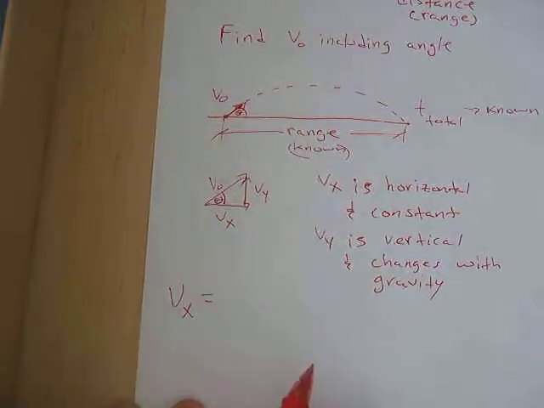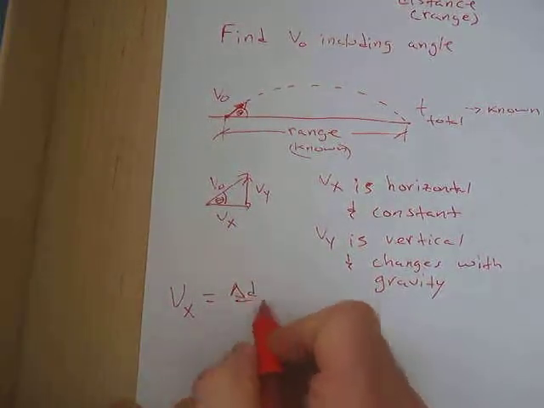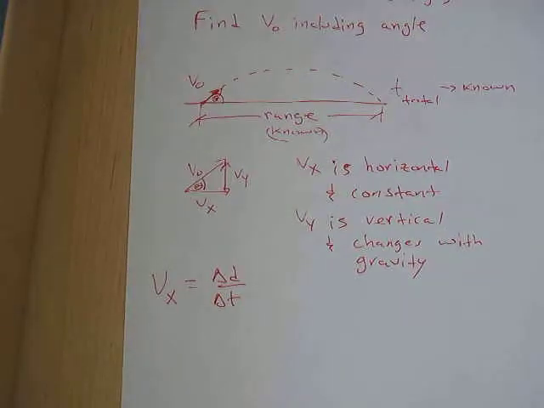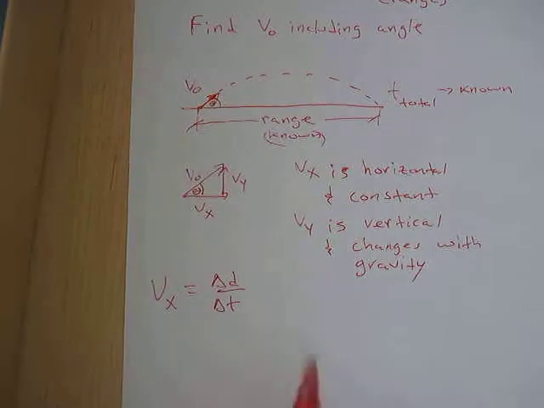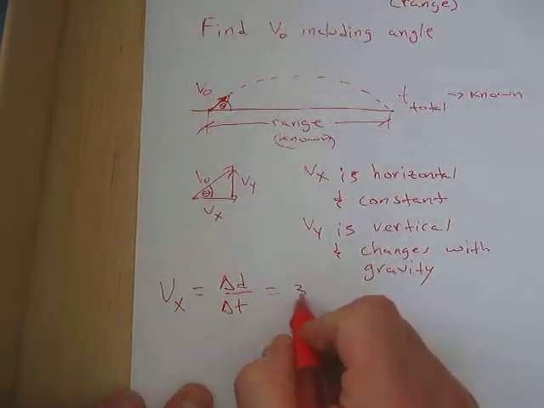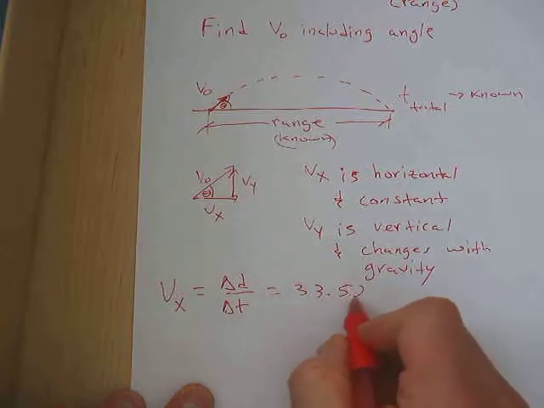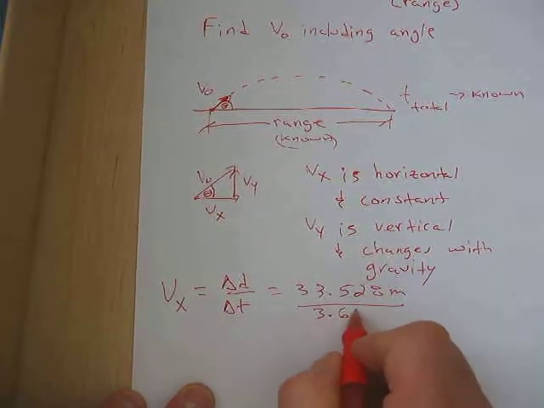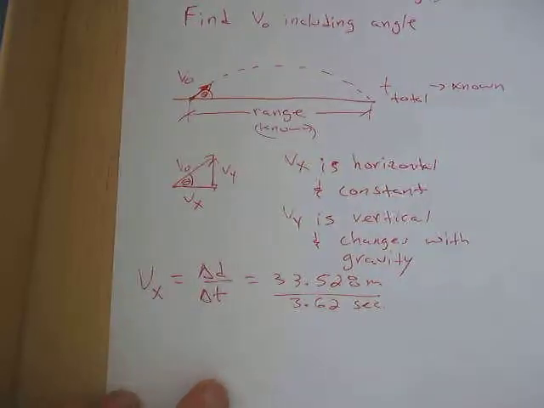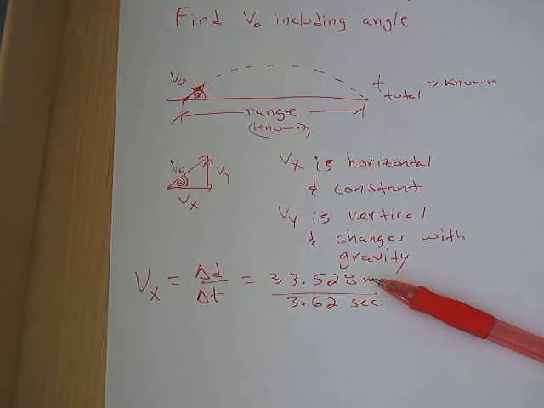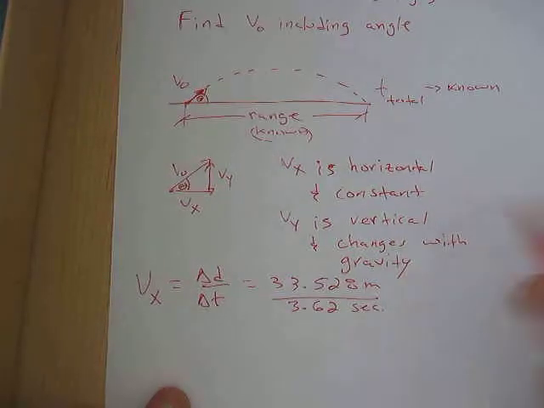Okay? So let's tackle the horizontal case first, because the fact that it's constant is going to help us out quite a bit. And the equation for the horizontal component of velocity is simply going to be the distance it covers in the time it covers it. Our basic equation for average velocity. And the distance it covers is 33.528 meters in 3.62 seconds. Remember, the lab we have measured in feet. You're going to have to use the conversion we talked about to convert that to meters.